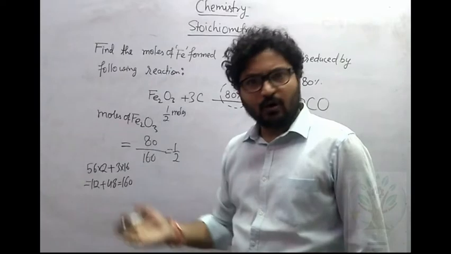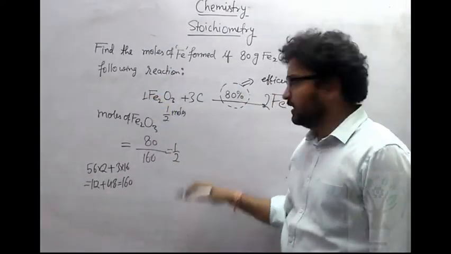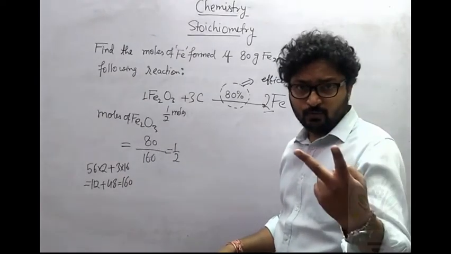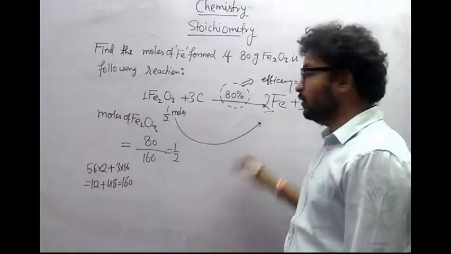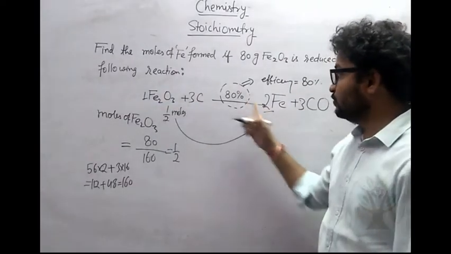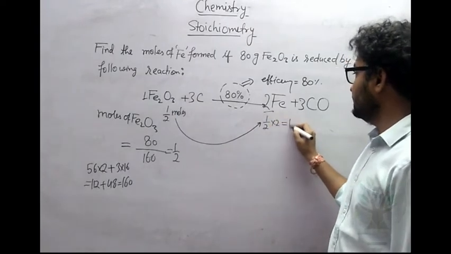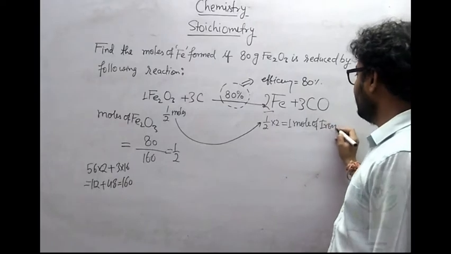Now, let's solve this question very quickly. See, 1 mole of Fe2O3 forms how many moles of iron? 1 mole of Fe2O3 forms 2 moles of iron. So, half moles will form how many moles of iron? 1 forms 2. So, half will form half into 2, that is 1 mole of iron.